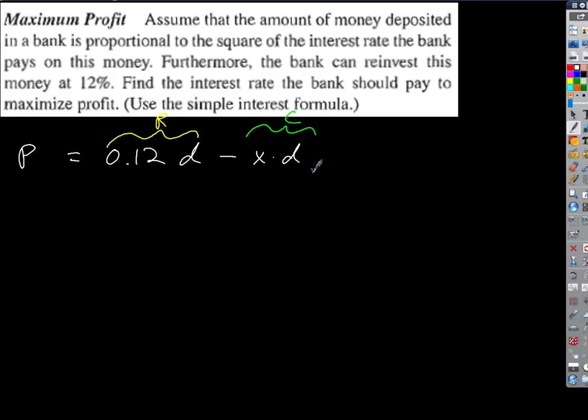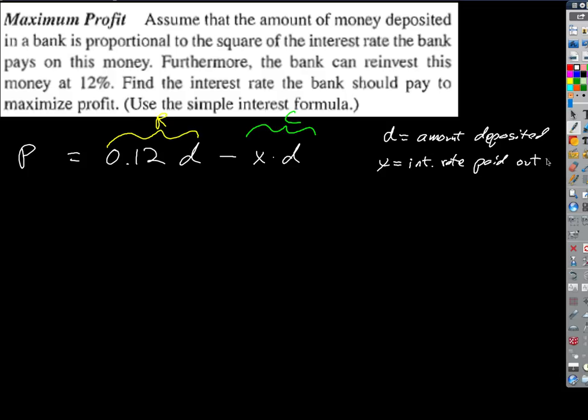Okay, but now we've got two unknowns there, don't we? We've got the amount deposited, which is not known, and the interest rate that we're going to pay, which we're calling X. Let's define those variables. D equals amount deposited, X equals interest rate paid out. We've got to get rid of one of those variables, so we must have some other secondary equation.